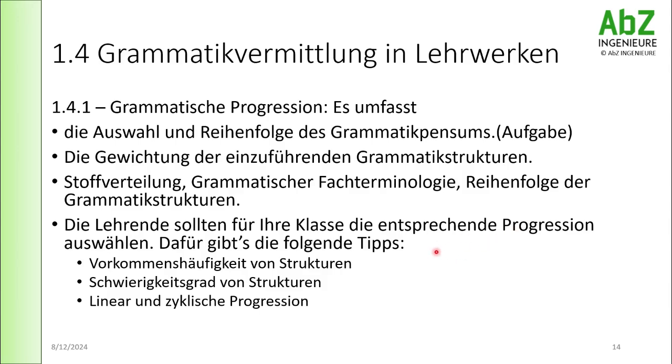Now to select the corresponding progression, you must follow the following tips. First one is Vorkommenshäufigkeit, meaning how often a particular structure is being used in the language or in Alltag situations. Second one is the difficulty level of the structure, how hard it is. Is it simple or super hard? That is one factor which will decide the grammatical progression. And finally you have linear and cyclical progression. We will see all of these things one by one in detail in the coming slides.